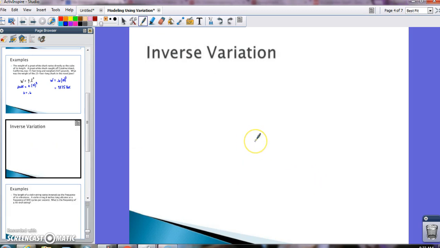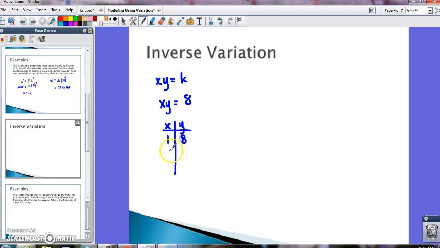Okay, inverse variation is a little bit different, and I like to think of it like this. I'm going to write it this way first so you kind of get an idea of what's going on here. If I have x times y is equal to some constant k. So let's say, for example, x times y is equal to 8. And if I were to put in a table of values, when x is 1, y is 8. When x is 2, y is 4. When x is 4, y is 2. When x is 8, y is 1.